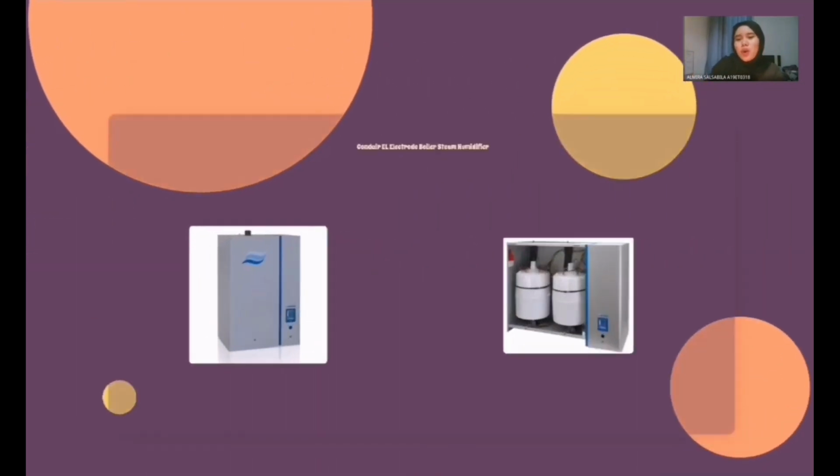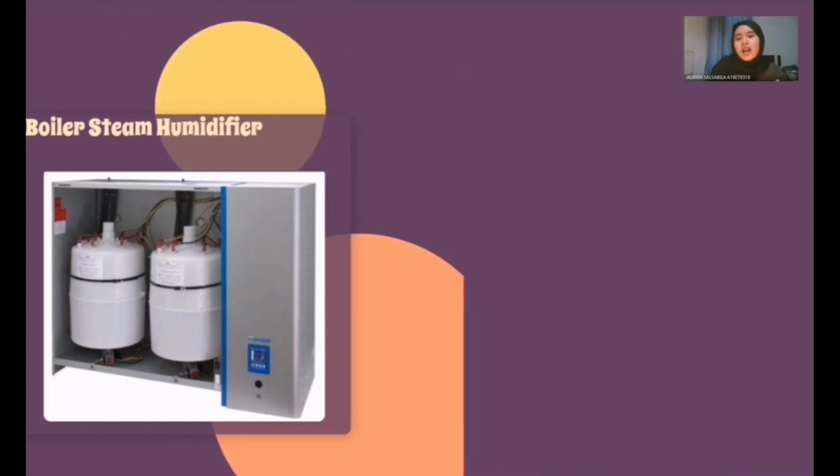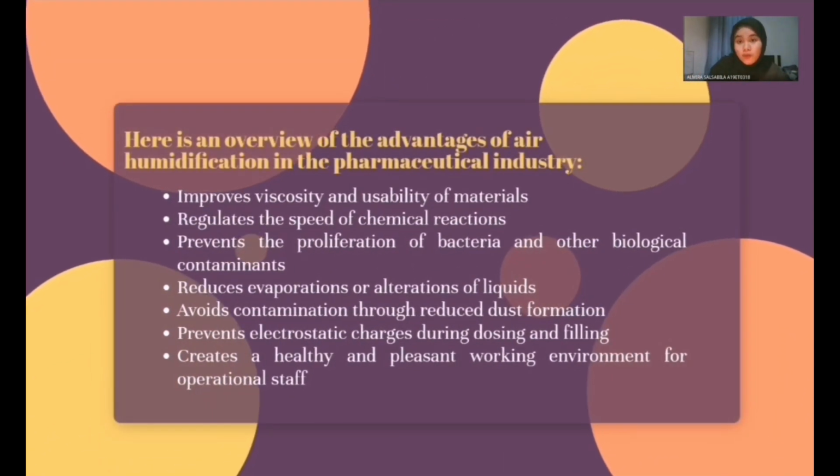This is different from the humidifier we usually use at home. This is a specialized one for industry, especially industrial production. We could say this is one type, called a conveyor-installed electrode boiler steam humidifier. There are many advantages of this humidification, but I'm going to tell you the most important ones.